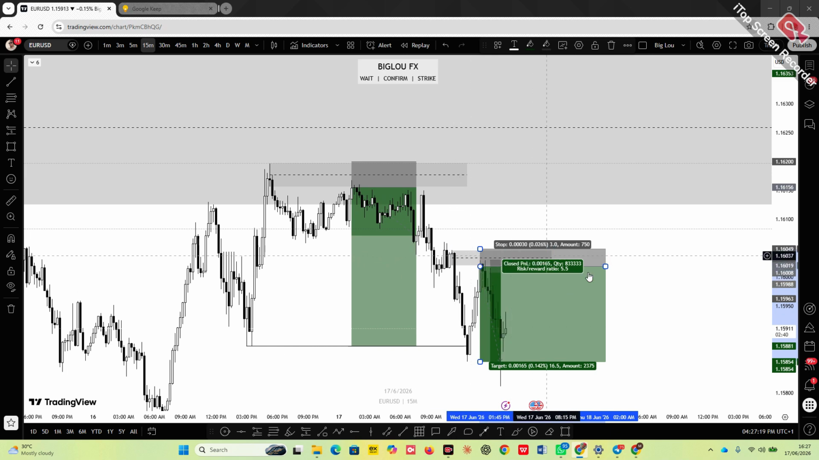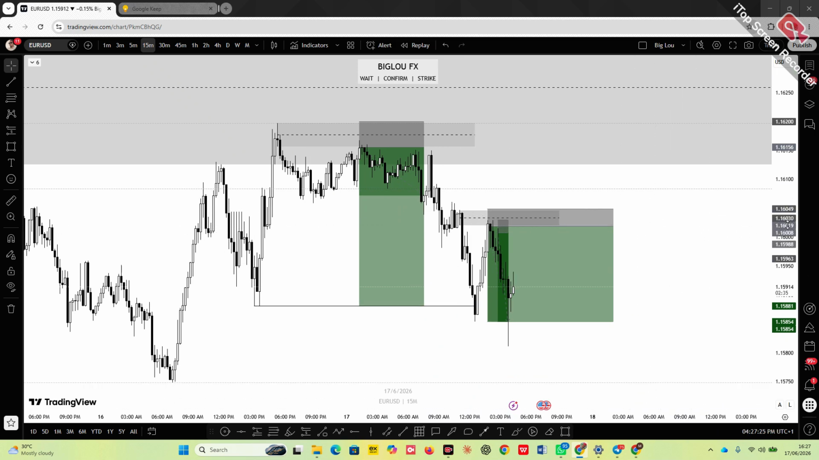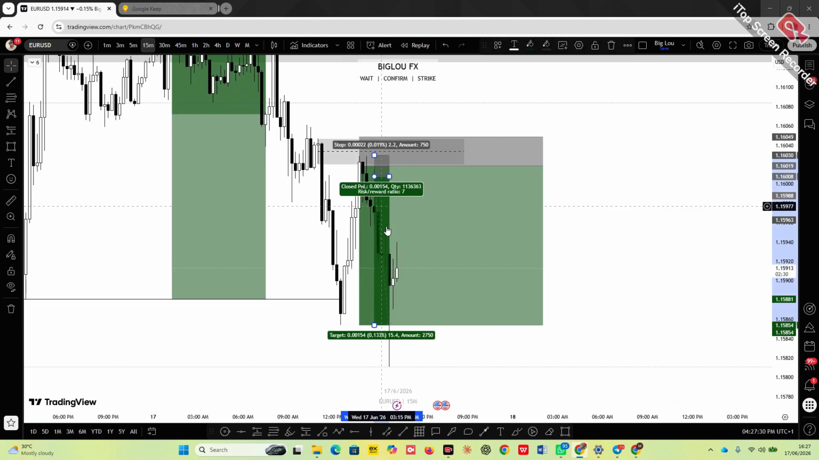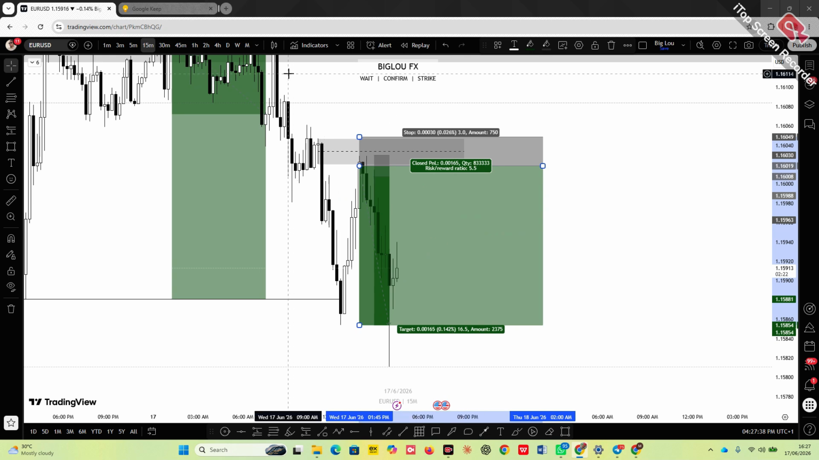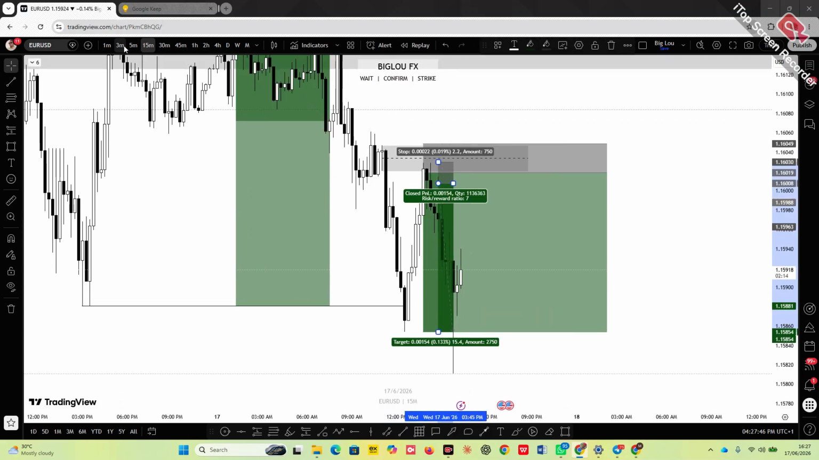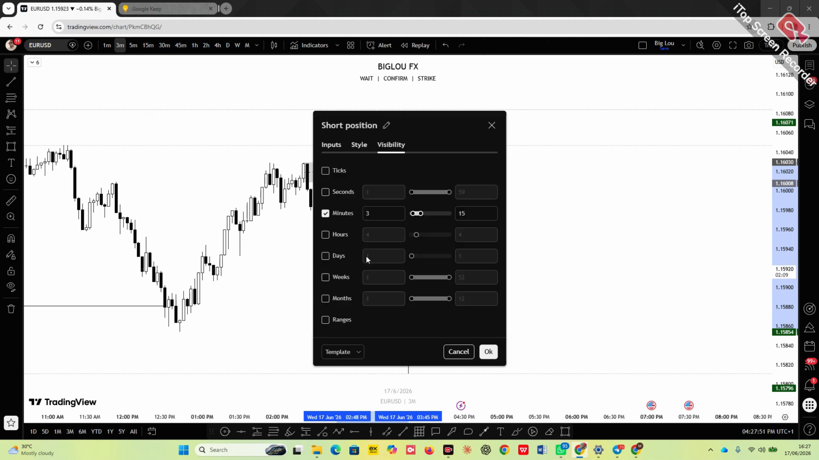This was the supply level. You could see that unmitigated supply level. Now, what happened in that supply level is that price came back. This small trade inside that is giving you a risk to reward of 7. I did this on the 3 minutes time frame. Remember I said I used the 3 minutes time frame for my confirmation entry.